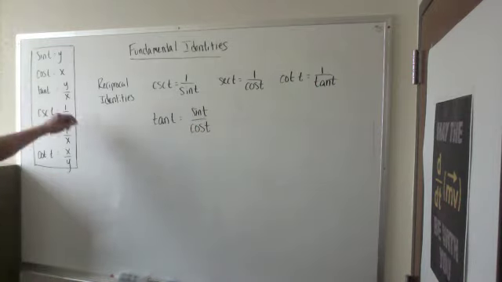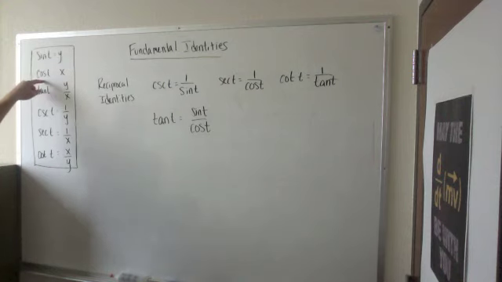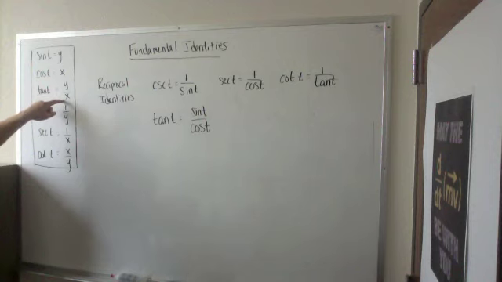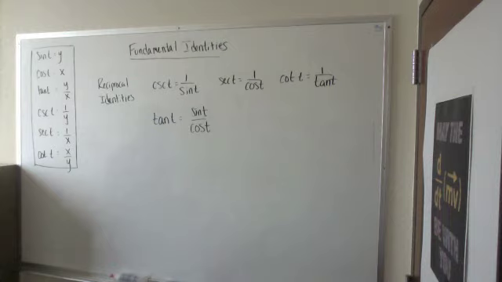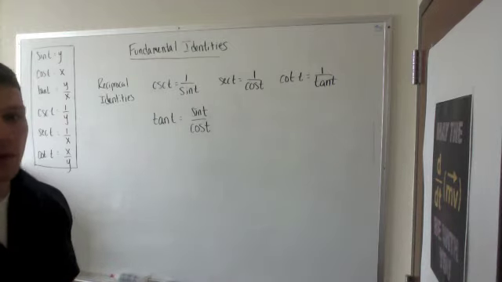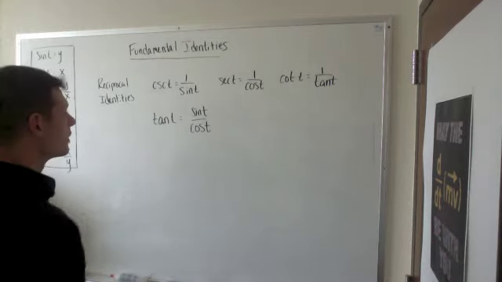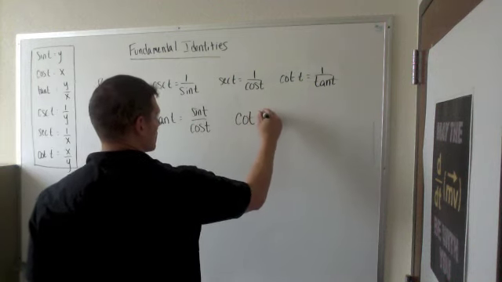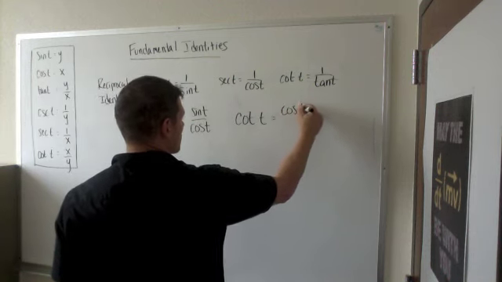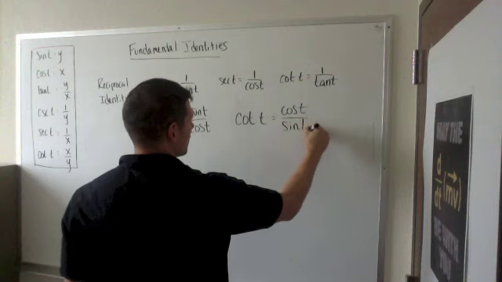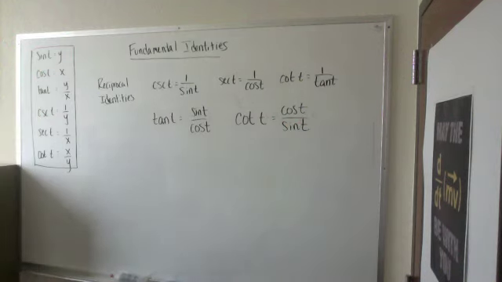Why is that true? Sine of t is y. Cosine of t is x. Tan of t is y over x. Y is sine, x is cosine, sine over cosine. Okay? So we have that one as well. We also have one other. We have cotangent t equals cosine t over sine t. Cotangent t, x over y. X over y, cosine over sine. Should kind of make sense.